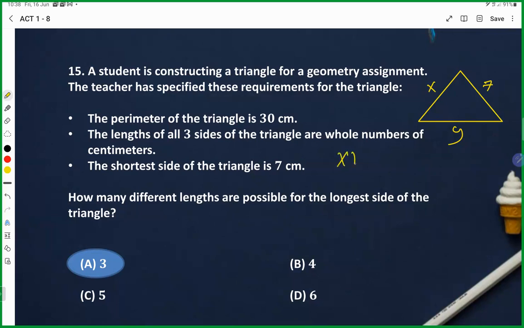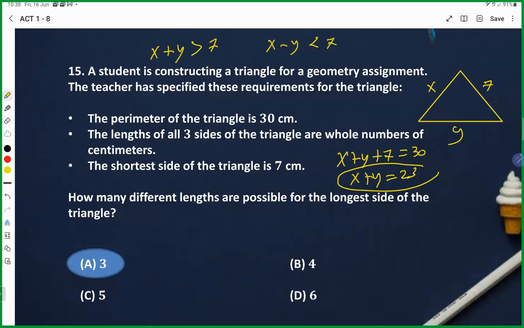Since x plus y plus 7 is equal to 30, x plus y is equal to 23. This is rule number 1. And there is one of the triangle rules: x plus y should be greater than 7 and x minus y should be less than 7. So what are the two numbers? I add them and get 23, but their sum is greater than 7 and their difference is less than 7. If you are good at mental math, you know that it's 15 and 8.